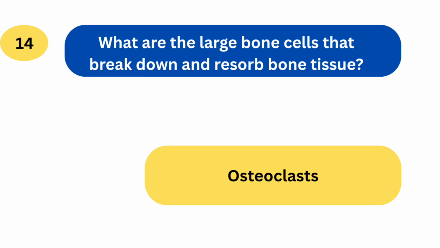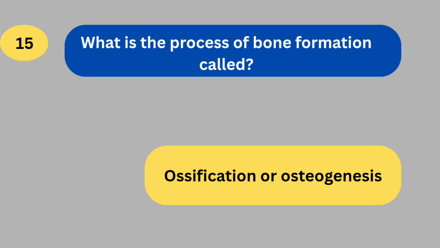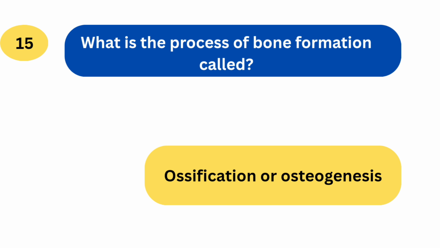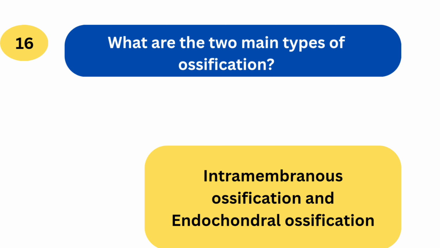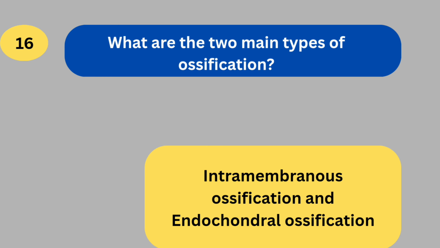Answer. Osteoclasts. Next question. What is the process of bone formation called? Answer. Ossification or osteogenesis. Next question. What are the two main types of ossification? Answer. Intramembranous ossification and endochondral ossification.